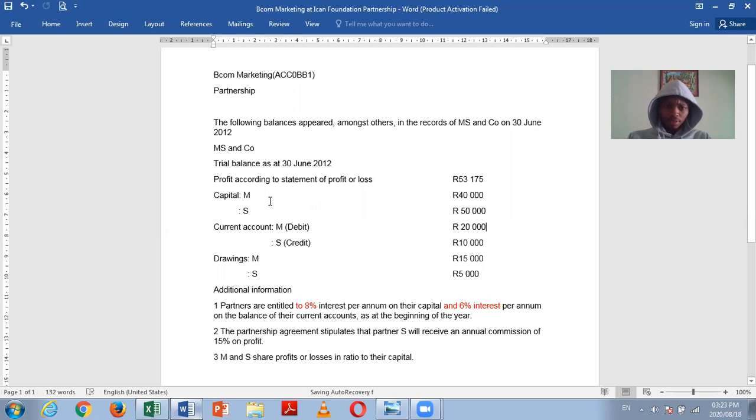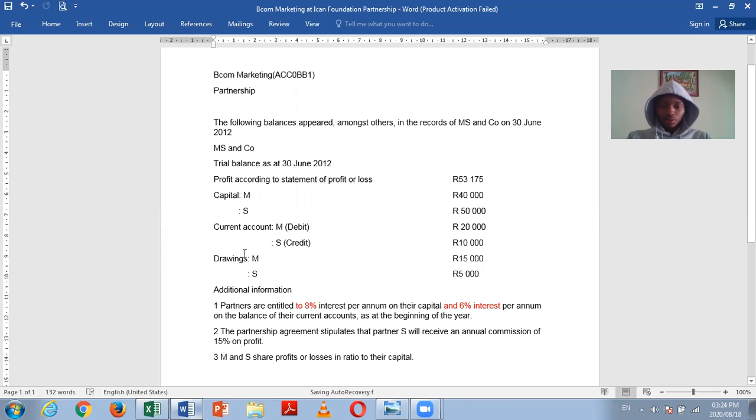Okay, we have the profit, we have the capital for M and S, we have the current account which is debited for M, and then for S is credited. So with the current account, the one that is debited, it's unfavorable, but the one that is credited, it's favorable. Why am I saying that? Remember that a current account is an equity, and your equity increases on which side? On the credit side, right? So it means whatever is on the debit side of the current account will decrease your equity account. Okay, I hope you are following.